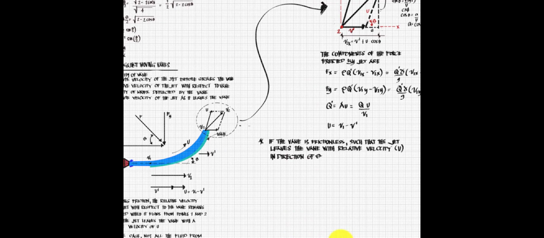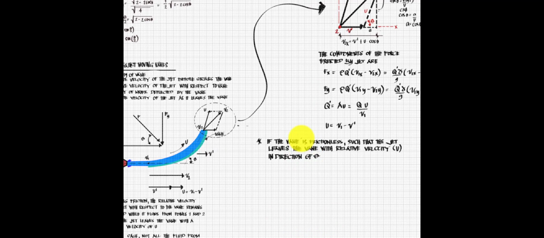So next thing we will discuss now is if the vane is frictionless, such that the jet leaves the vane with the relative velocity of U. So the same velocity entering here is the same leaving there. There is no friction on the vane surface, so the relative velocity of the jet entering here is the same also, but is going up. Okay.